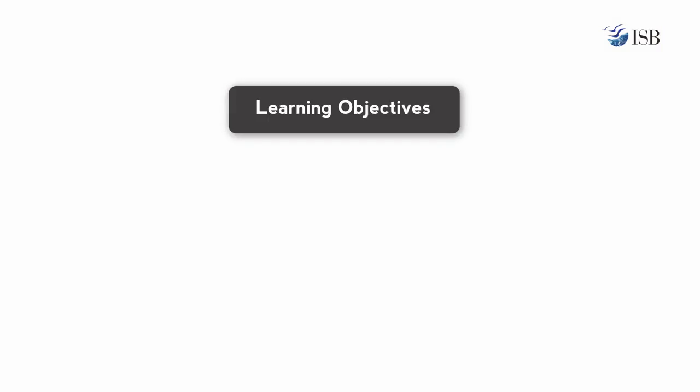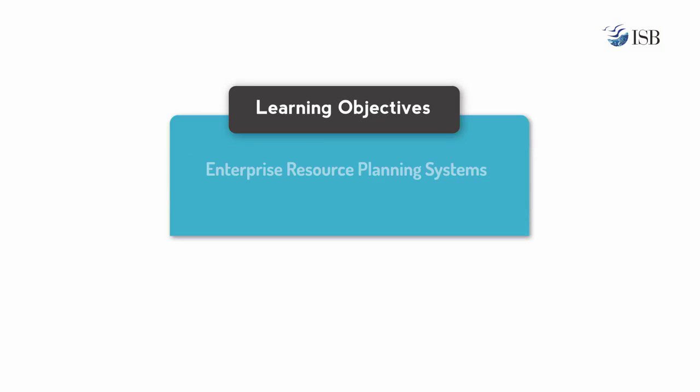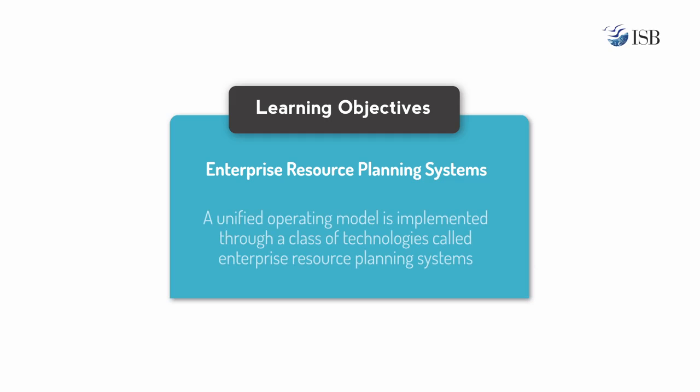In the last session, we discussed business objectives and operating models of firms as important components of the design of information capabilities. In this session, we will talk about the technologies that implement these operating models. Specifically, we'll talk about a class of technologies called enterprise resource planning systems. A unified operating model is implemented through a class of technologies called enterprise resource planning systems.